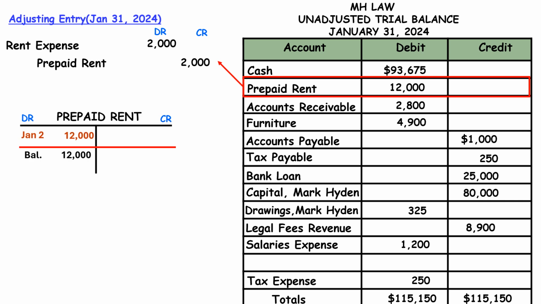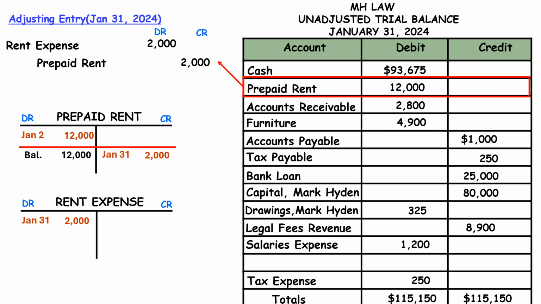The T account before the adjustment looked like that, and we had a balance of $12,000 there. We need to open another T account for rent expense, and now we will post the above adjusting entry. We are going to debit the rent expense with $2,000 and credit the prepaid rent with $2,000. Let's calculate the new balances. The new balance in the prepaid rent account will be $10,000, and the balance in the rent expense will be $2,000. These two balances now have to be moved to the trial balance so that we can change the unadjusted trial balance to the adjusted trial balance.